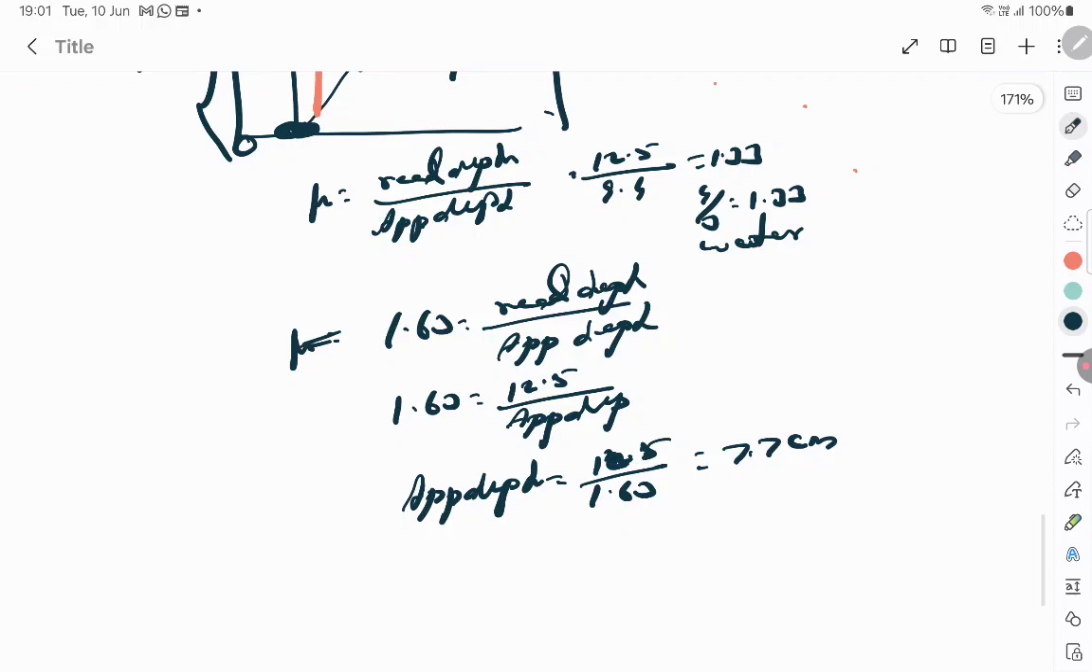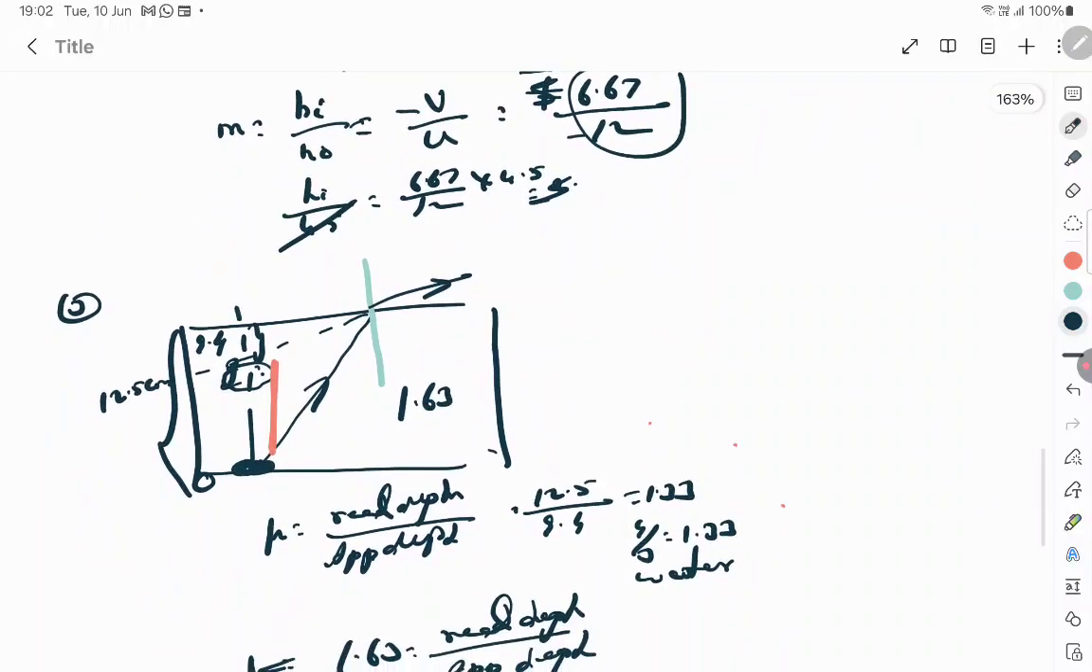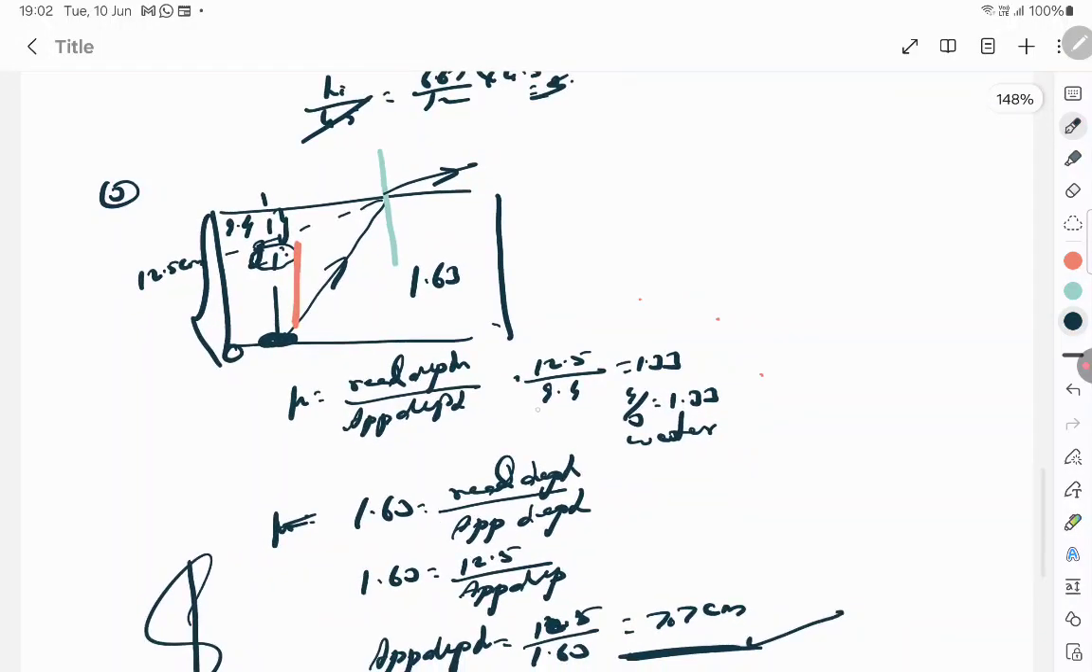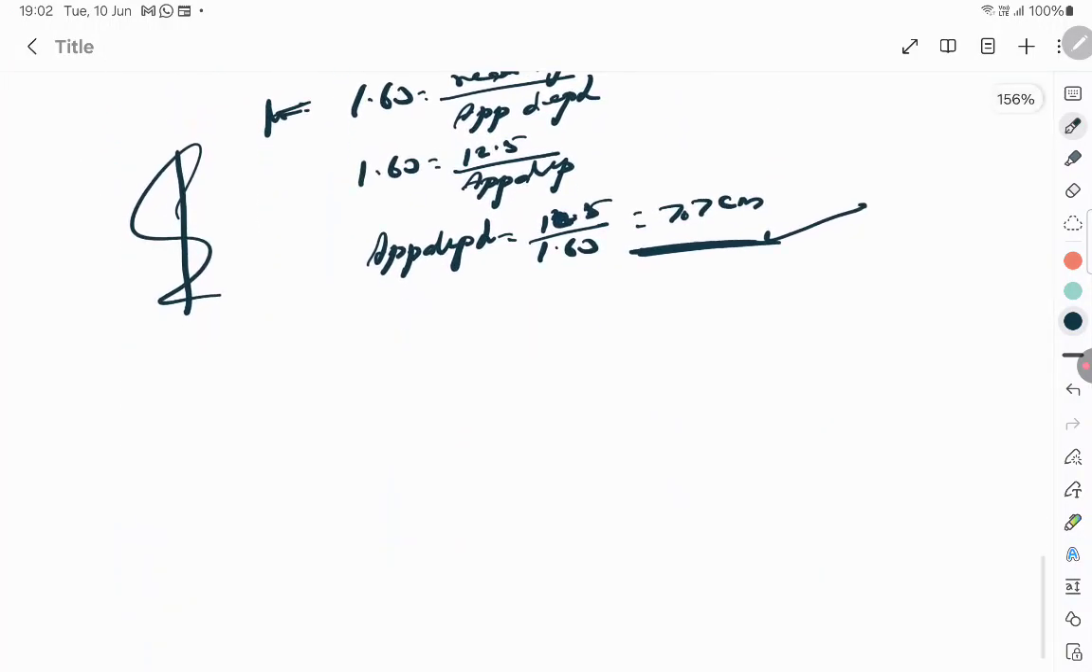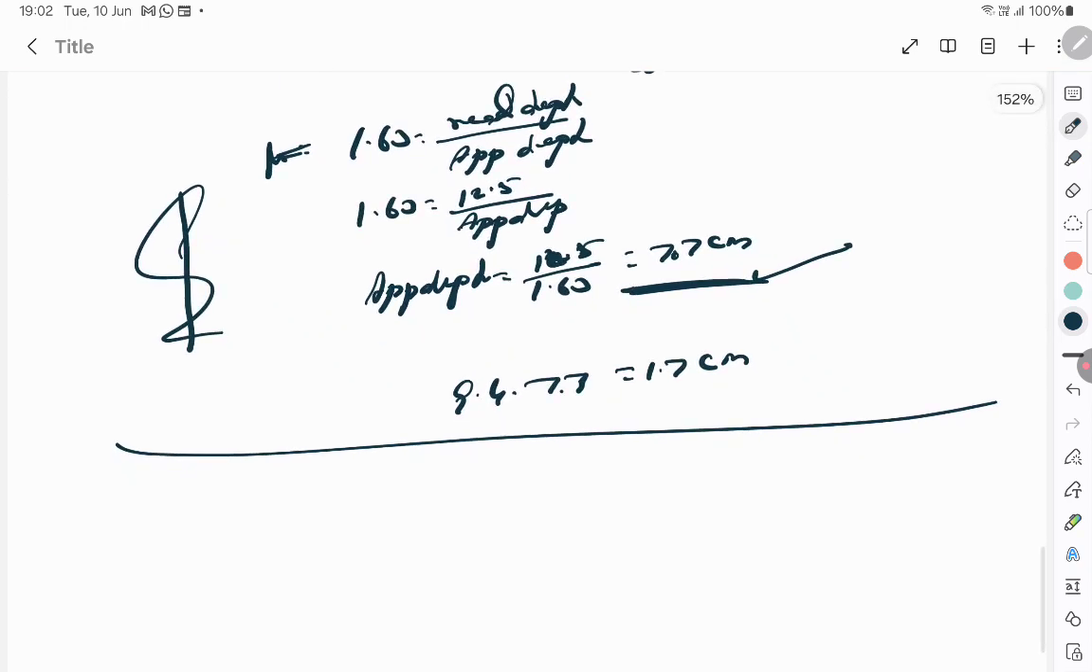Once you get this, you know the real depth and you know the apparent depth of the object with the liquid. You also know the apparent depth of the object with water, which was 9.4. So you can subtract 9.4 and 7.7 to adjust the microscope from where it was to where it is now. So that's the question here. If you read the question from the textbook, you'll understand what I've done.